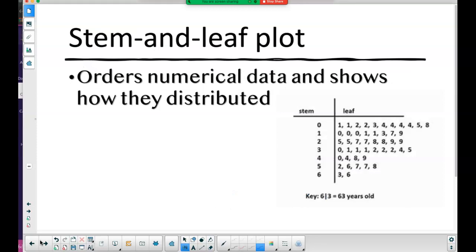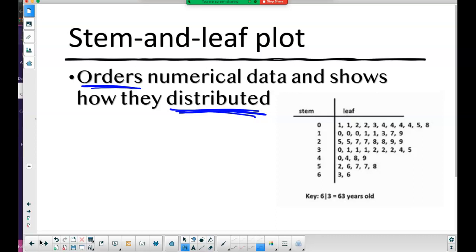Okay, a stem and leaf plot, we talked about this Monday. We already know how to make stem and leaf plots. Stem and leaf plots order the numbers, so it puts them in order, and it shows how they're distributed. It kind of shows how they're spread out. It's almost like a bar graph on its side. I can see how many people are in the lower amount and how many people are in the upper amount.